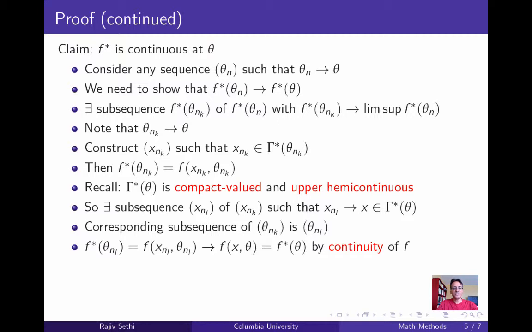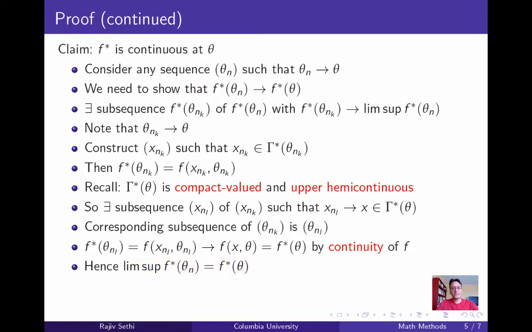That's because the sequence f star of theta nl is just a subsequence of f star of theta nk, and we know that the sequence f star of theta nk converges to the lim sup of f star of theta n. So what we've done is to show that the real sequence f star of theta nl converges to f star of theta, and we've also shown that f star of theta nl converges to the lim sup of f star of theta n. Put these two facts together and we see that f star of theta is equal to the lim sup of f star of theta n.